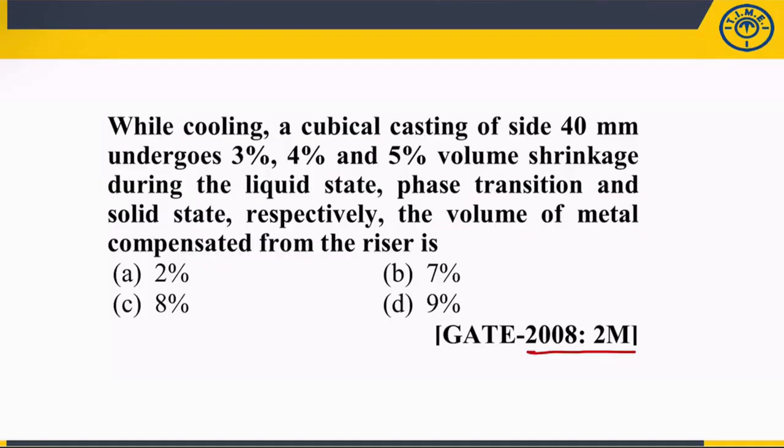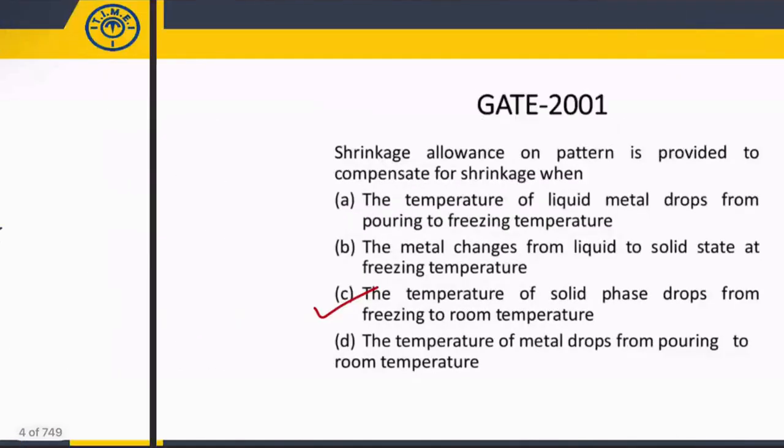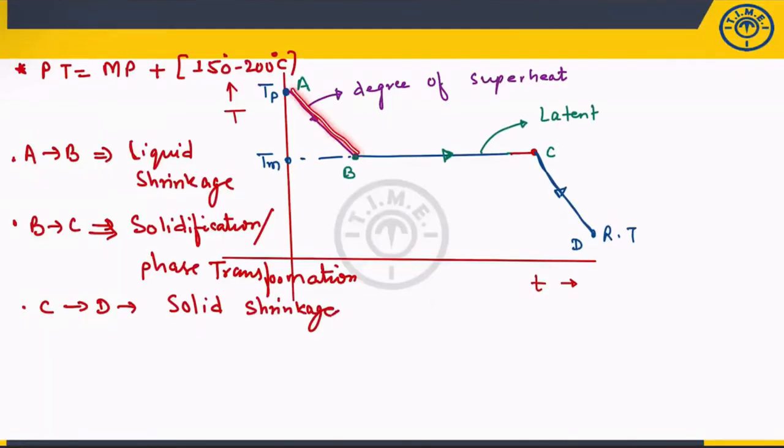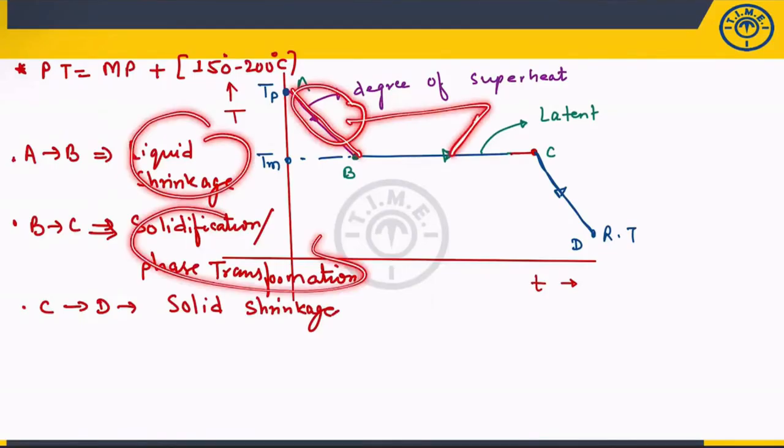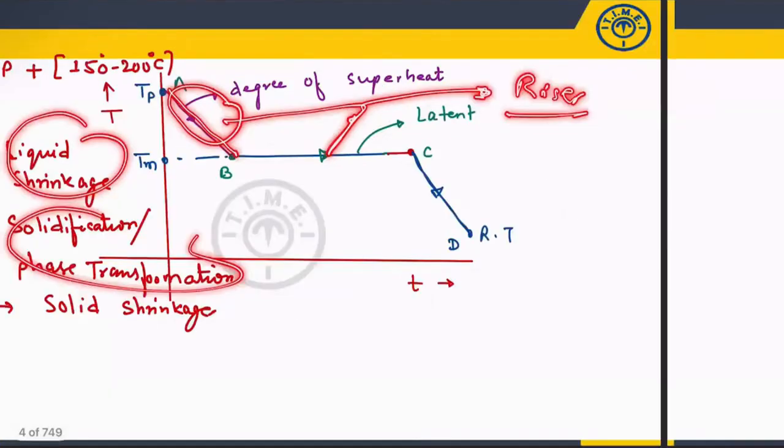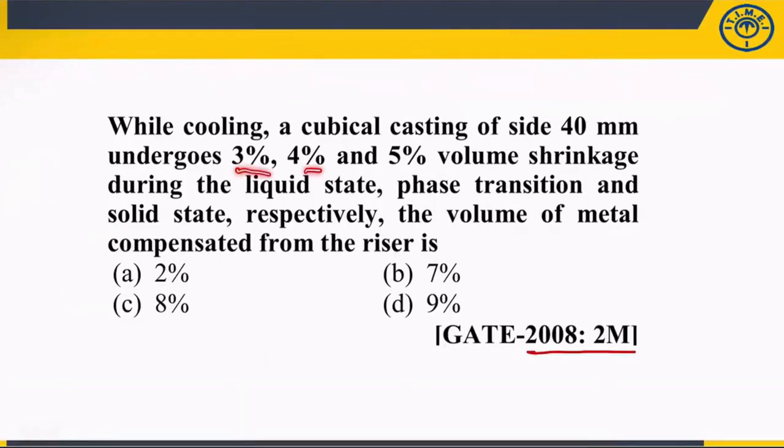Very good. A to B and B to C. Very nice. Okay. This is the response I want from you. A to B is nothing but the liquid shrinkage and solidification shrinkage. I have told you these shrinkages can be taken care of by the riser. That means it will be 3% and 4%, which is nothing but 7%.